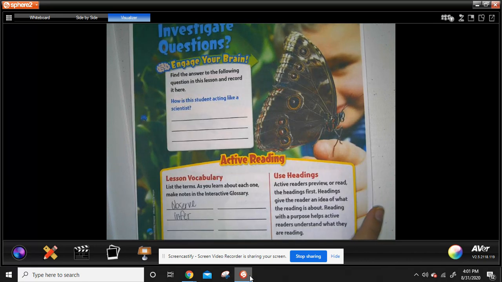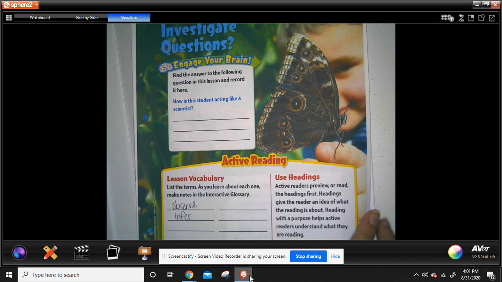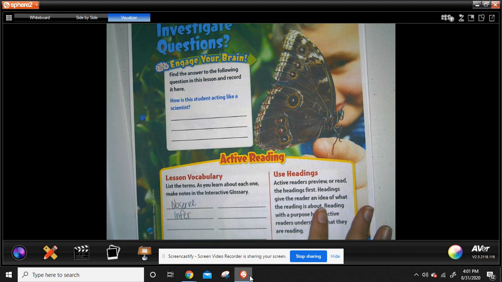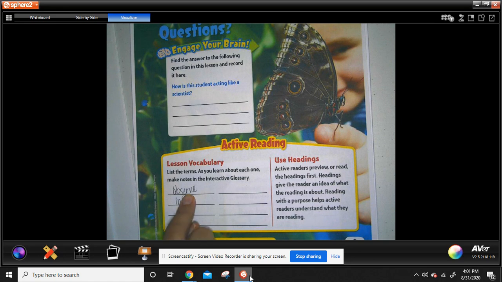Now, I did have the kids look through the first few pages to see if there were any vocabulary, and so far we did find two. Sorry about that. We did find 2 words: observe and infer. Okay, so they just went through the first few pages to see if there were any highlighted words, and they wrote them down at the beginning.